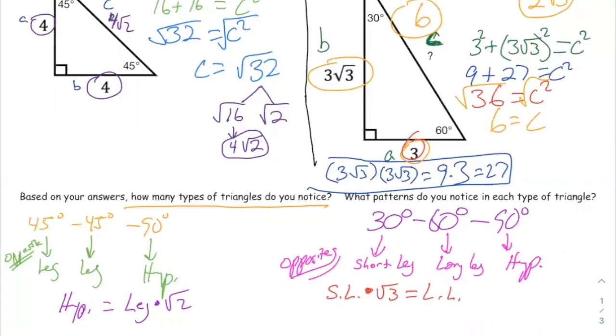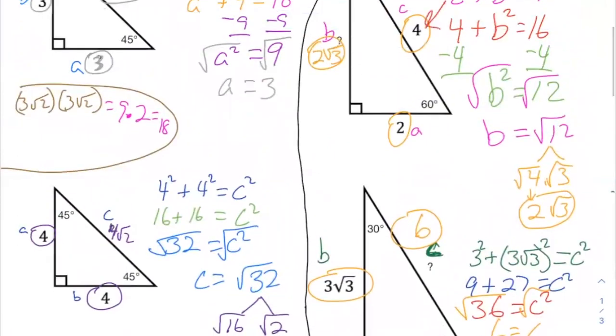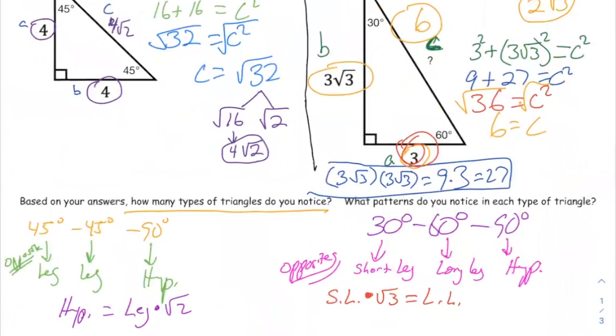What about the hypotenuse? This hypotenuse was 6. First hypotenuse was 4. Well, 6 is double that 3, and 4 is double this 2. So I can see a pattern where every hypotenuse is the short leg times 2 equals hypotenuse. Okay? Worked out beautifully.